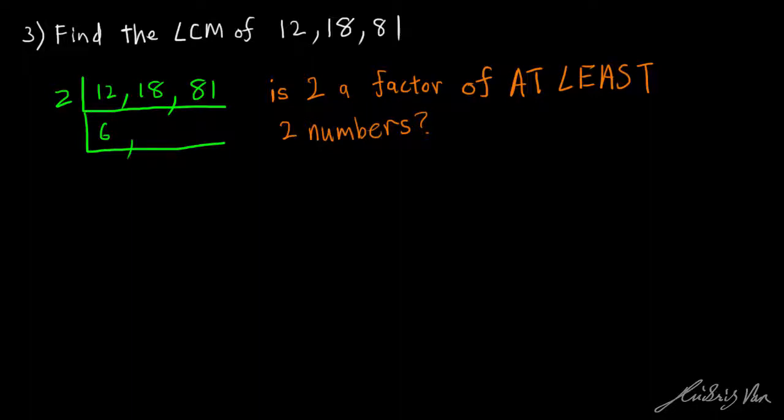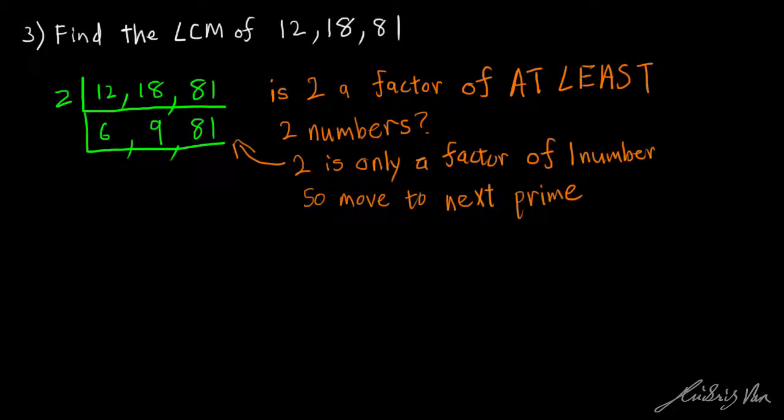So 12 divided by 2 will give us 6. 18 divided by 2 will give us 9. 81 we cannot divide it by 2. So we will just leave 81 as it is. Now we have to ask ourselves, is 2 still a common factor of at least 2 numbers? The answer is no. So we move on to the next prime number, which is 3. So the 3 number we can actually divide them by 3. So we do so. And we will get 2, 3 and 27.